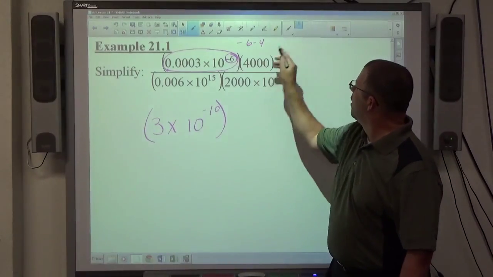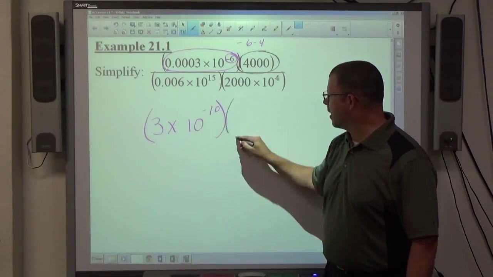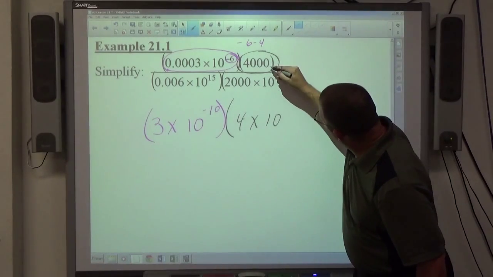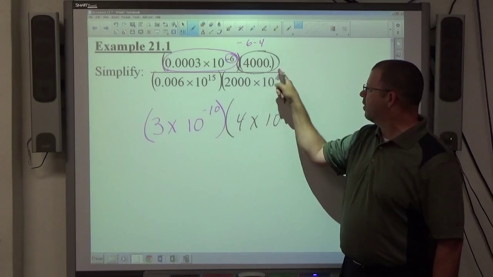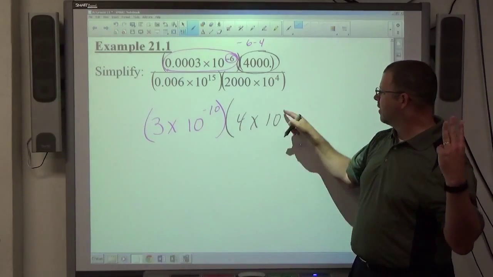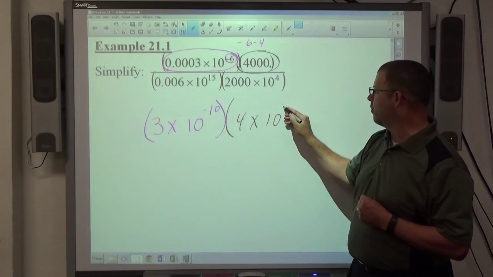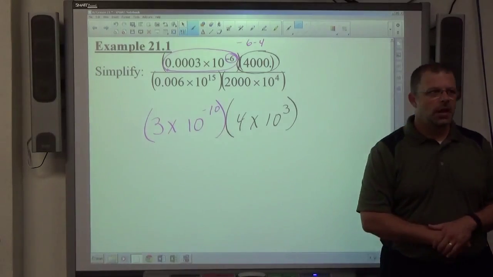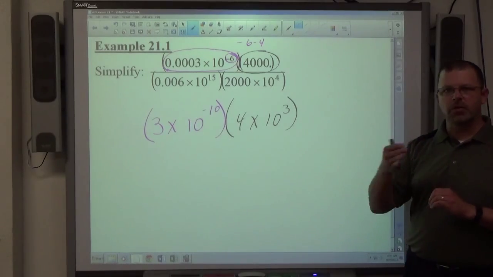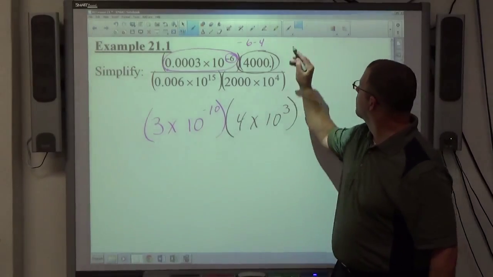Next number, we have 4,000. So I'm going to make it 4 times 10. All right? 4,000's decimal point to begin with was right here. I moved it 3 spaces, making it bigger or smaller? Smaller. So I have to make this 3 bigger. It was 0 to begin with. If there's no 10 to a power to begin with, it's a 10 to the 0 power. So 3 bigger than 0 is positive 3.